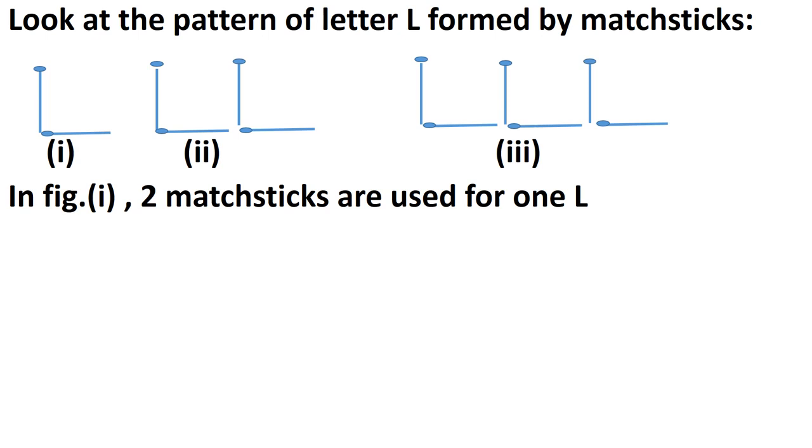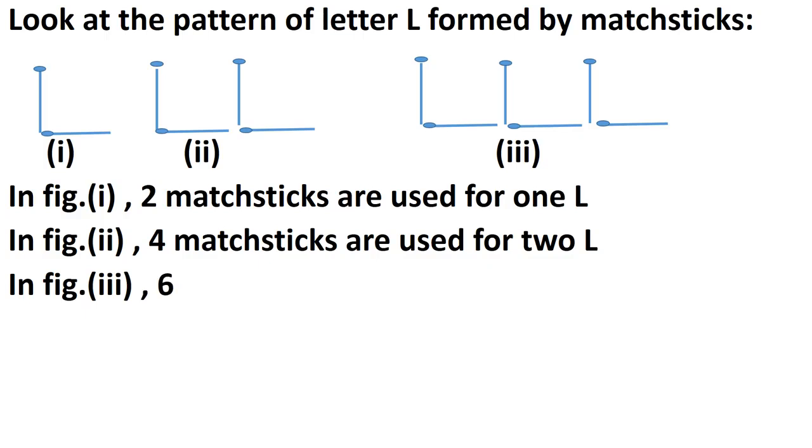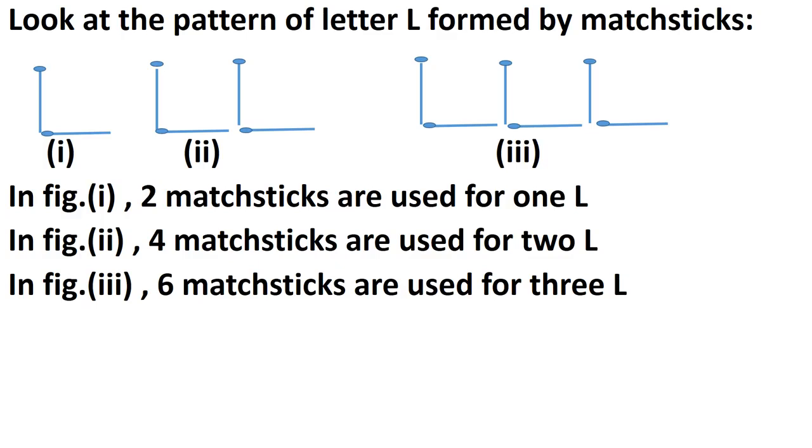And how many matchsticks are used in that? 2. Now see figure 2. In figure 2, 4 matchsticks are used for 2 L. That is also clear. See the third one now. In figure 3, 6 matchsticks are used for 3 L. Fine. This is called the pattern. In first figure we have made 1 L. In second we have made 2 L. In third figure we have made 3 L. And if we make the fourth one, then we will make 4 L.